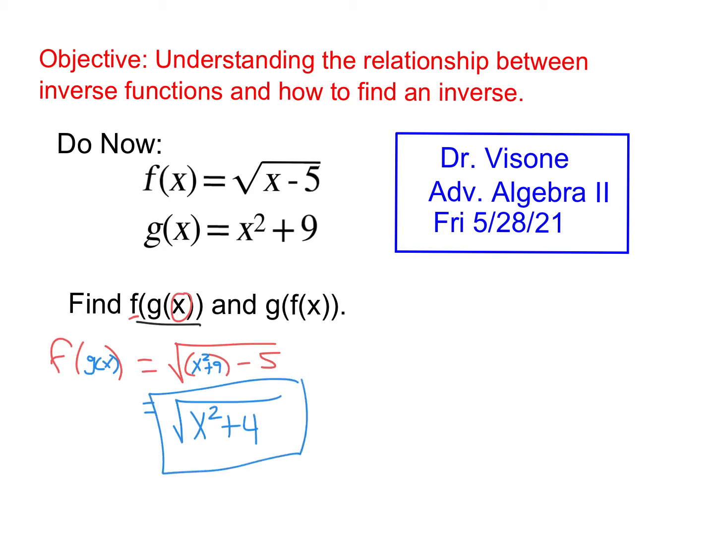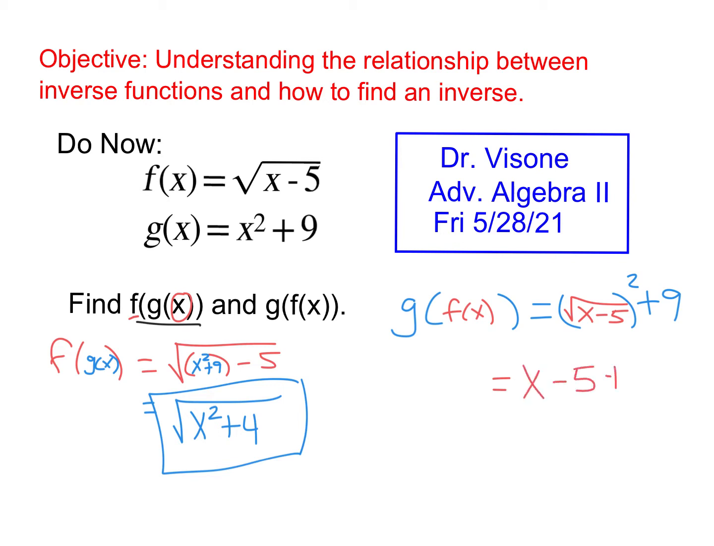The second one, g, is our outside. So g of f equals something squared plus 9. And then what's going in that parentheses? F is going inside. And what's f equal to? The square root of x minus 5. What's the square root of x minus 5 squared? Those are inverses, so they cancel each other out. Plus 9, so we get x plus 4. Right? So our answers are different.